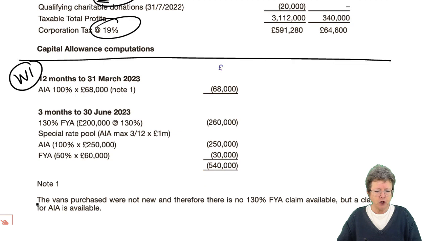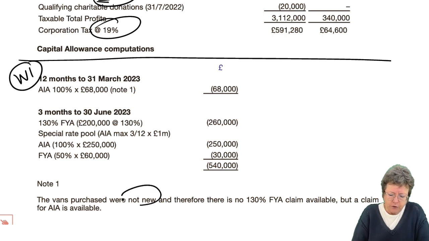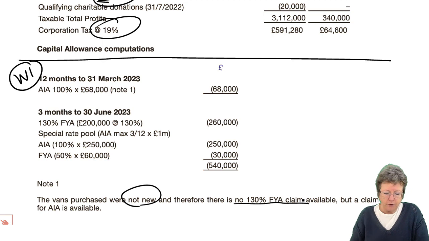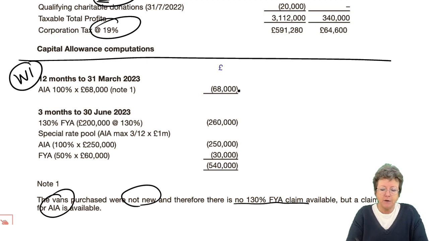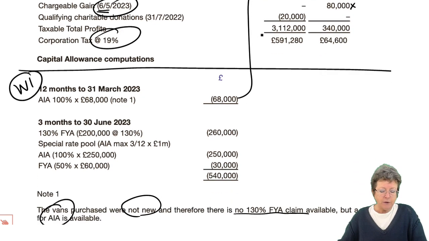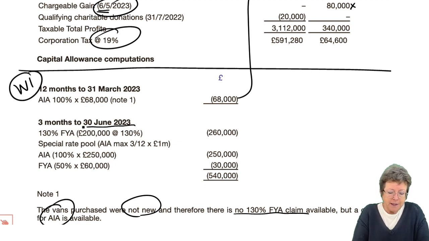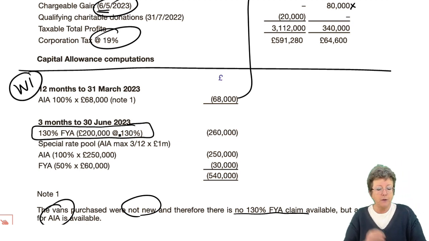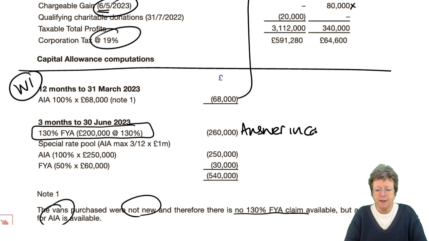So we've got two capital allowances computations. See, the van was not new and therefore has no first year allowance, but you can claim AIA instead. So that's a full 68,000 there, and that has been inserted there, as you can see. Then we've got 200,000. Now look how it's been laid out. Make sure you label it correctly. So it's 130% first year allowance. Tell the examiner you've seen it, then tell him what the expenditure was at 130%. And this is your answer here in your capital allowances computation.